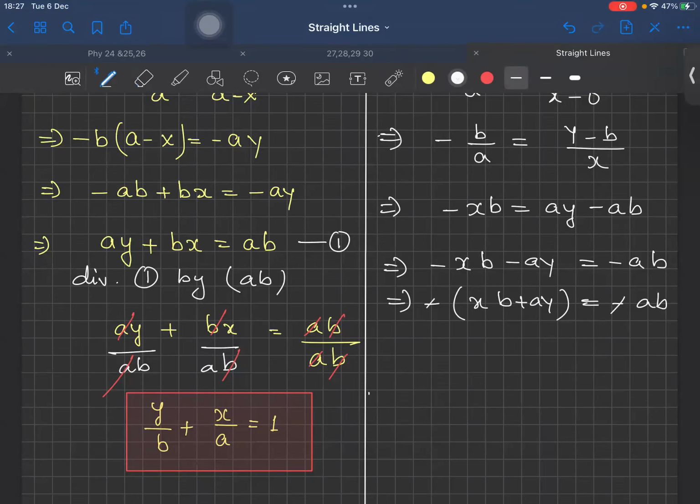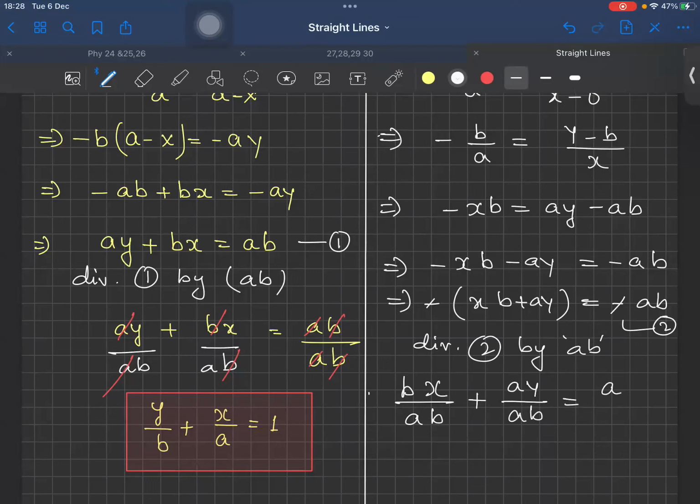Now again, divide equation number 2 by AB throughout. Can we do that? So now can we write XB by AB plus AY by AB is equal to AB divided by AB? What are you getting? The same result. X by A plus Y by B is equal to 1. Yes or no? Both are the same equation of straight line.